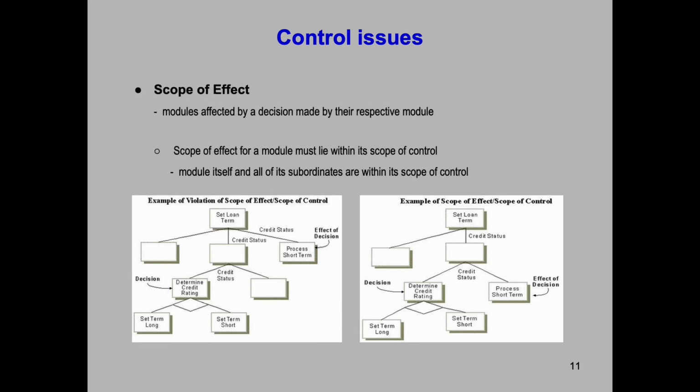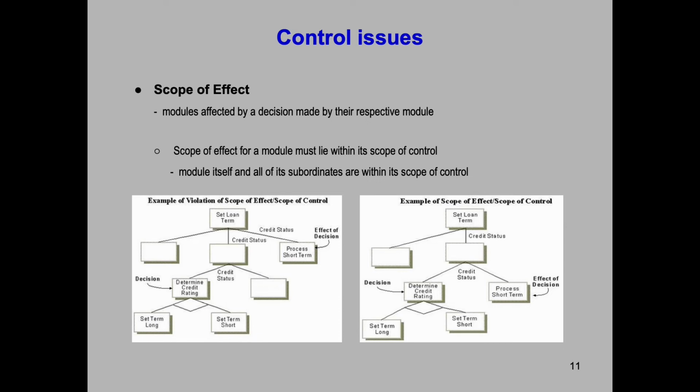And now we're going to switch gears to control issues. We're going to talk about scope of effect. This is where a module is affected by a decision made by another module. Essentially, it's the hierarchy of modules and how they relate to each other. The scope of effect for a module must lie within its scope of control. A module itself and all of its subordinates are within its scope of control.